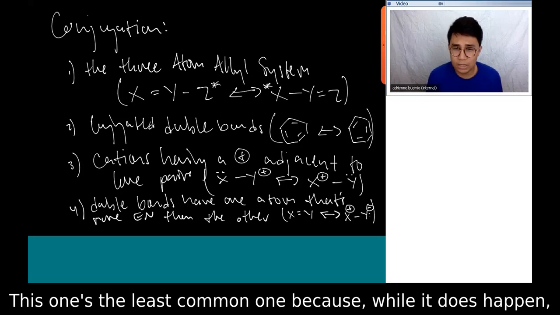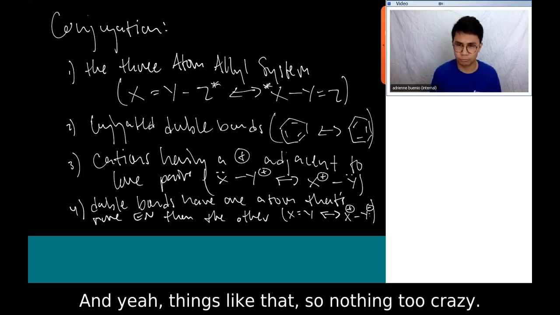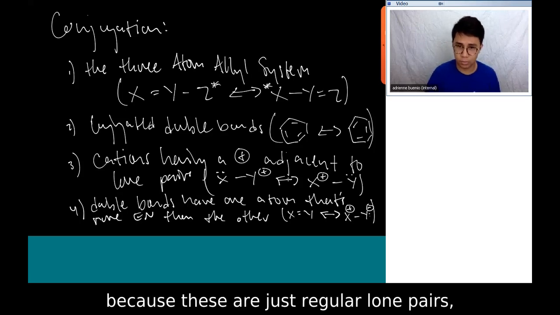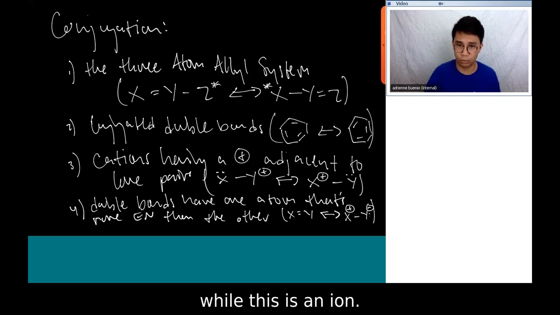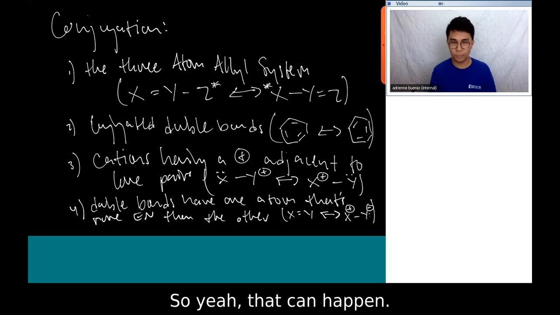This one is the least common one because while it does happen, the other three is just a better option. And yeah, things like that. So nothing too crazy, and it's different from here as well because these are just regular lone pairs, while this is an ion, right? It turns into an ion, like anion, I should say, to be more specific. So yeah, that can happen.